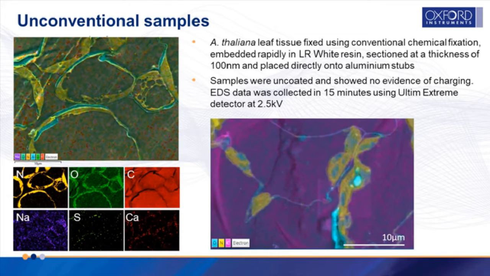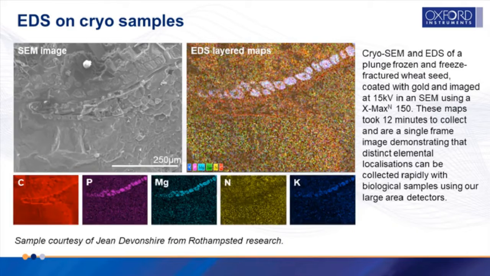Ultim Extreme detector. It is also possible to image cryosamples, and these are samples that have been frozen, are fully hydrated, and are being kept at very low temperatures while imaged in the microscope. These samples tend to be beam sensitive and can be challenging to image.